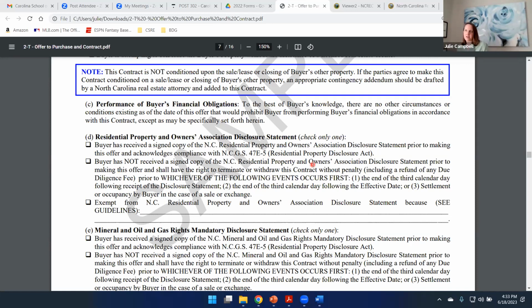Still under buyer representations, the buyer is going to represent to the seller, at the time of this offer, whether or not they have received the RPODs and the MOG. So we have both the different forms spelled out to us. For the RPODs, we're told to check only one. Buyer has received a copy of the RPODs prior to making this offer and acknowledges compliance with this North Carolina general statute. I think this is the one we see the most often because, here in the Triad, the majority of the time the RPODs is in MLS as an attachment. I think Canopy is the same way, in Charlotte. So most of the time you can see that RPODs before you ever go see the property.